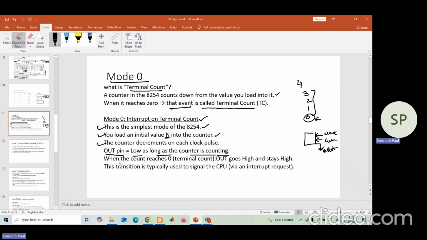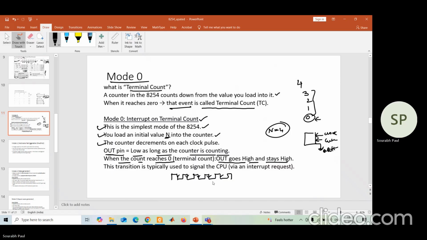Okay, and when the counter reaches 0, the out will go to high state and it will stay in high. Now, what does it mean? It means, for example, suppose I have loaded a value of n equal to 4, meaning I need to do a count of 4. So what will it do for every clock? For example, it is working on the falling edge of the clock.